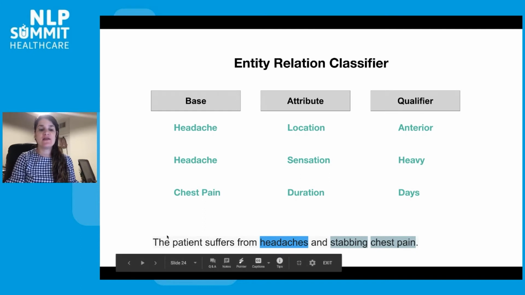And if we have this sentence, "the patient suffers from headache and stabbing chest pain", we want to find that the stabbing entity is related to chest pain, but it's not related to headache. We have stabbing and headache in the same sentence, but in this scenario, stabbing is related to chest pain, and we want to describe chest pain with the word stabbing.